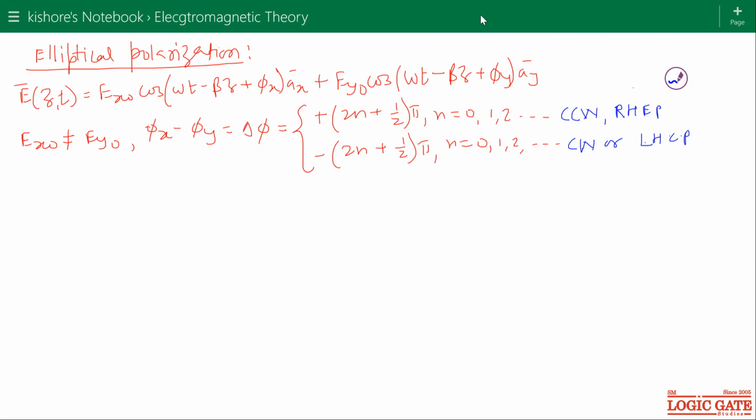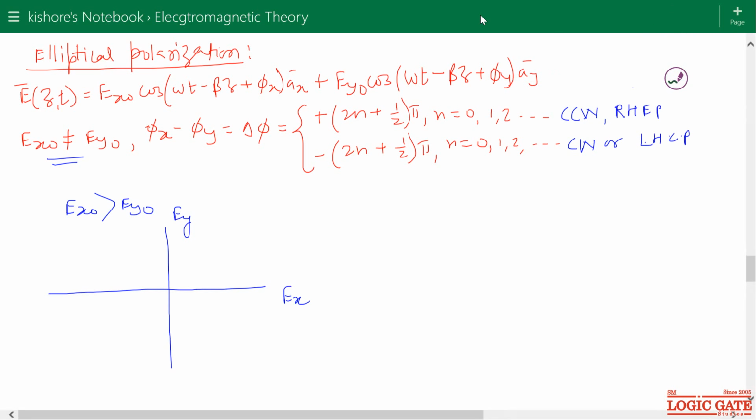Now it is very easy to explain if we know the information about circularly polarized wave. In circular polarization, Ex0 is Ey0. Now in elliptical polarization, Ex0 is not equal to Ey0. So let us assume that Ex0 is greater than Ey0. Now if I draw the resultant, Ex is along x-axis and Ey is along y-axis. If it is circular polarization, if Ex0 is same as Ey0, then the resultant will be a circle, something like this, because Ex0 is same as Ey0. I hope this is looking like a circle.